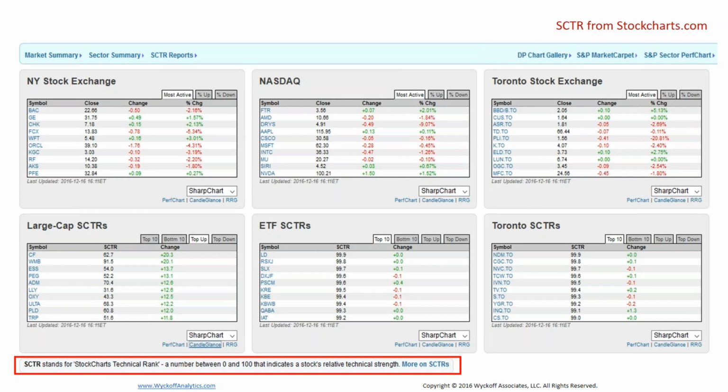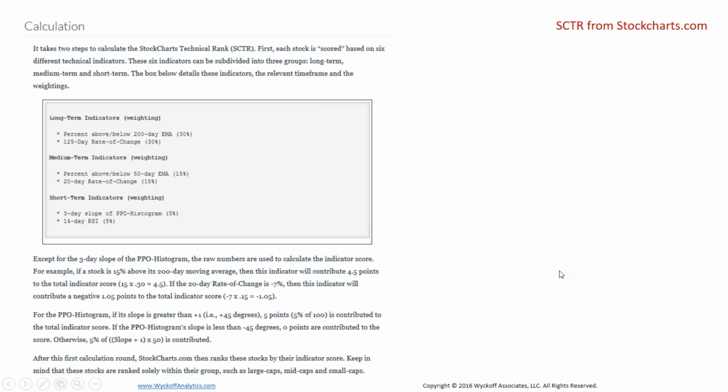I also like to look at Scooters on StockCharts, and Scooters actually is a fascinating ranking tool, and I put here a definition for the Scooters, how they look at this. And let's quickly look at the formula here. So they have long-term indicators, which define all of the stocks, a specific percent of stocks that are above the 200 moving average. So basically defining a long-term trend. So long-term trend up. And then a 125-day rate of change, the top 30.